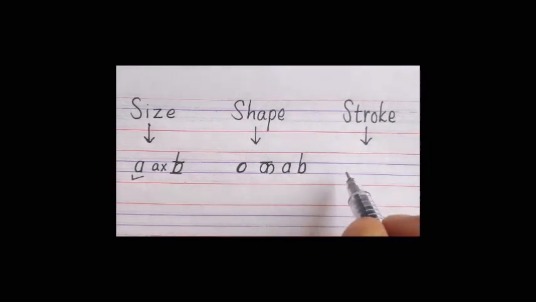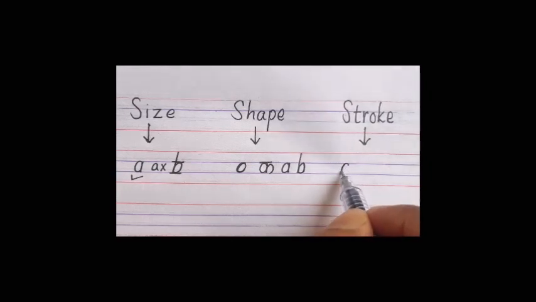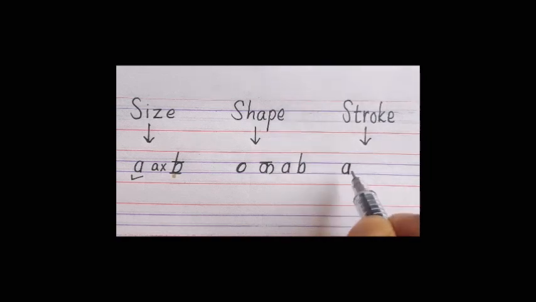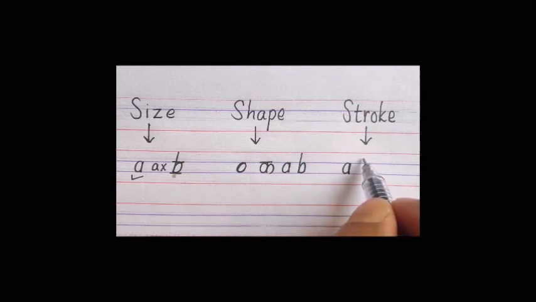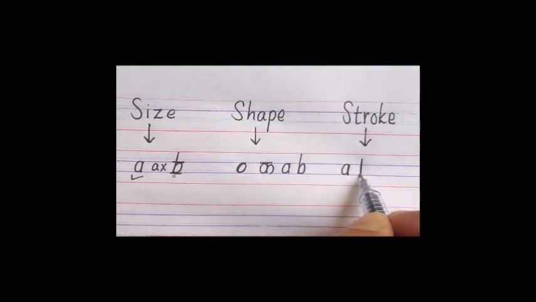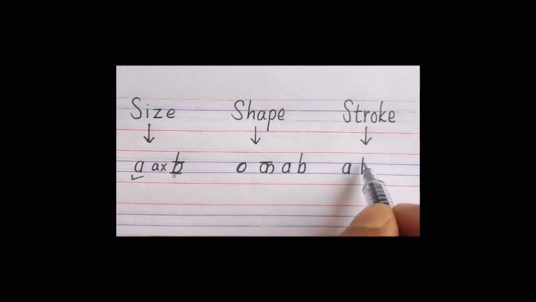And stroke of the letter. Now again I write A. Now I am writing A without lifting the pen. This is called one stroke letter or single stroke letter. But when I write T, I write once and I lift the pen and again I write this. So this is double stroke letter.